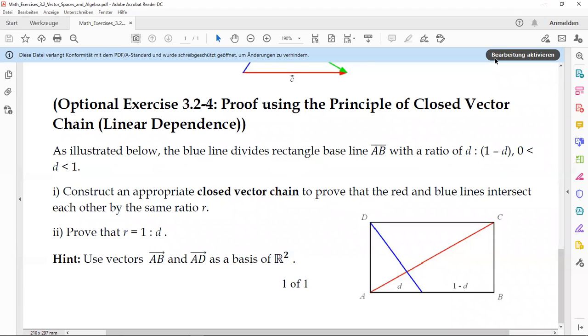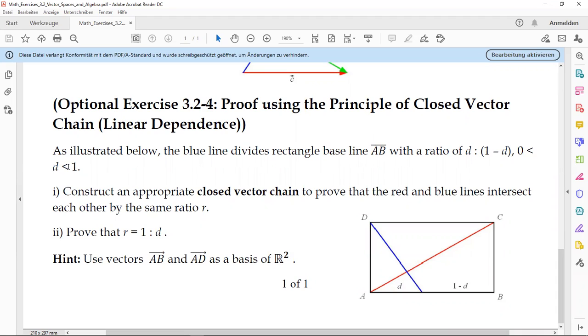So before we solve this fourth exercise, which is optional, of course, but that's also because it's rather special, I wanted to make sure that you understand the setting well. Here, if you look at this baseline, you see that these two sections are denoted with D or 1 minus D respectively. So it's quite obvious that this value of D, 0 lower than D lower than 1, is a so-called portion. I know I call it a portion.